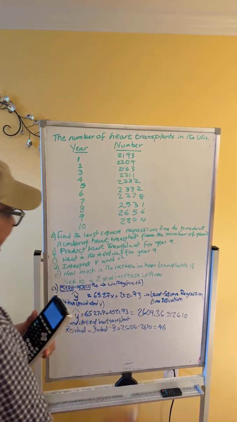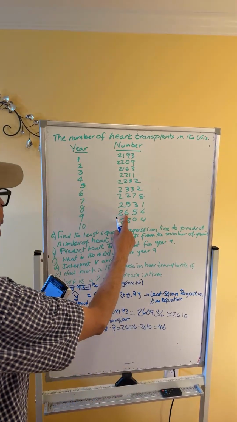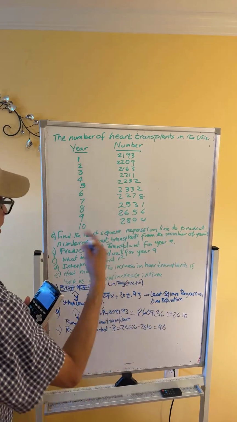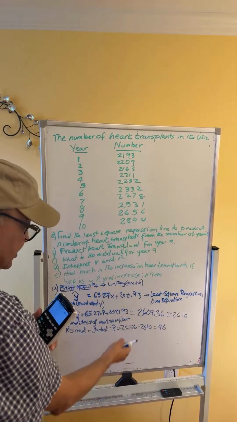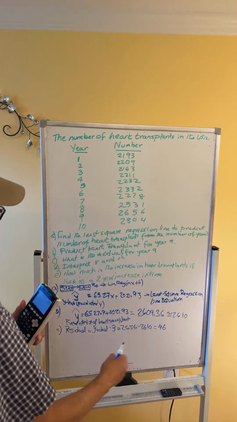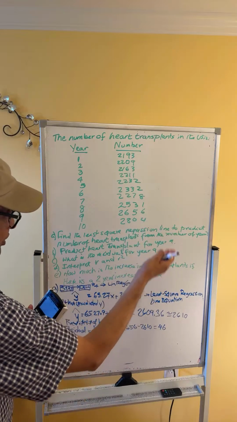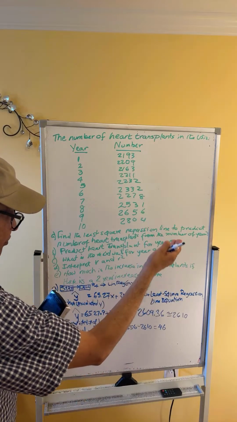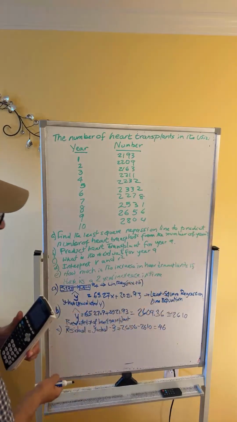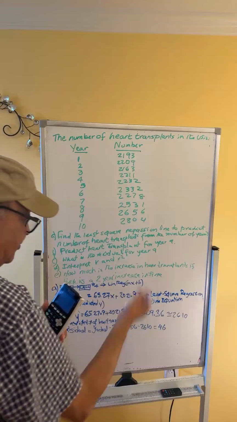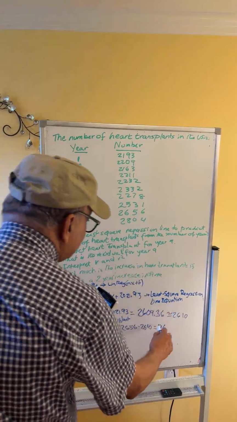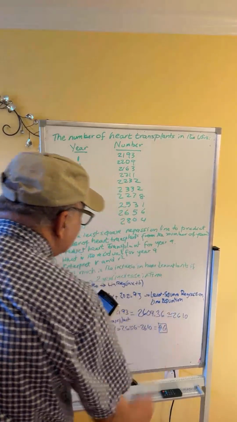Notice in this case the actual value of y is 2656 heart transplants, whereas my equation, the least square regression line, is predicting 2610. So the actual point 2656 is above the predicted value. The predicted value is sitting on the regression line. So here the residual, because the actual value is greater, is positive 46.